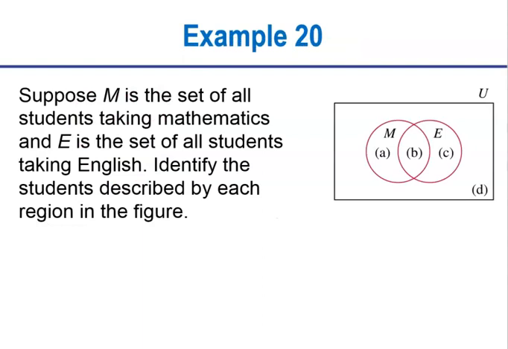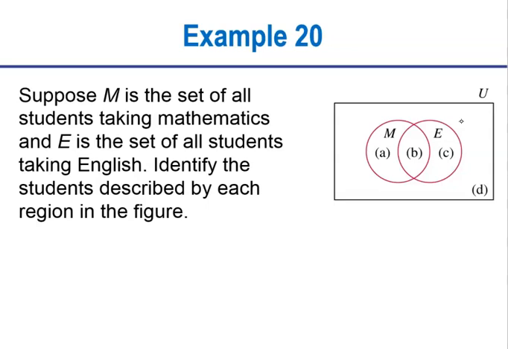All right, so example 20. Suppose M is the set of all students taking mathematics and E is the set of all students taking English. Okay, so notice we have a Venn diagram. This would likely be considered students. We have a circle here to represent mathematics. That's the M, and another circle here to represent E. Identify students described by each region in the figure.